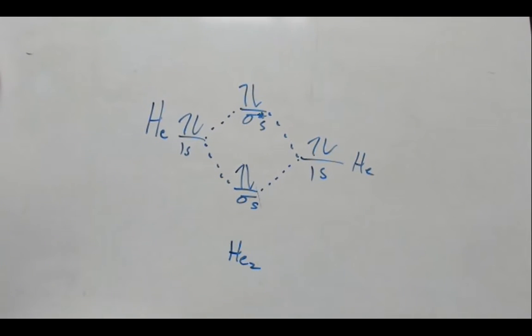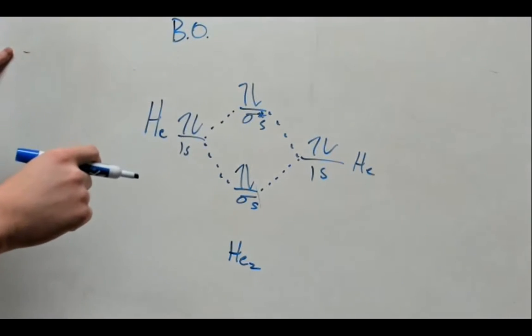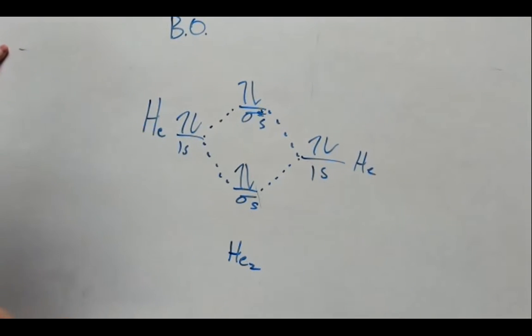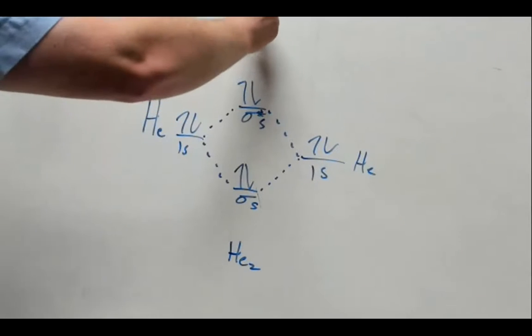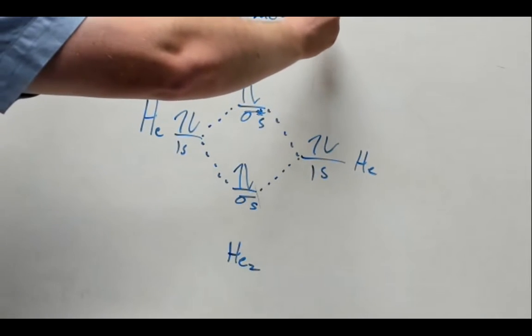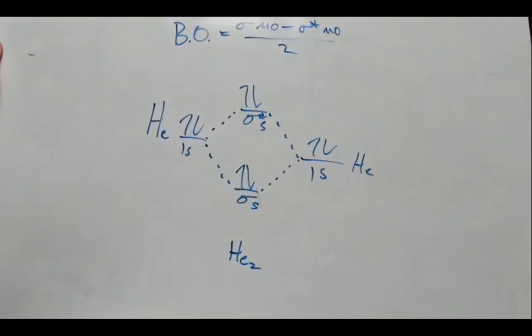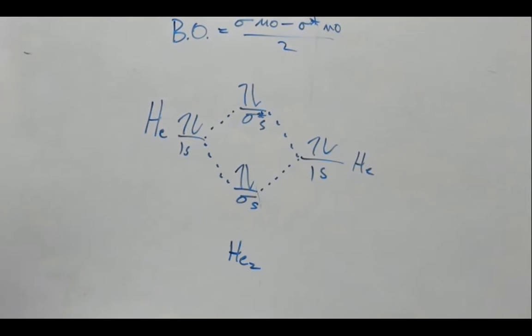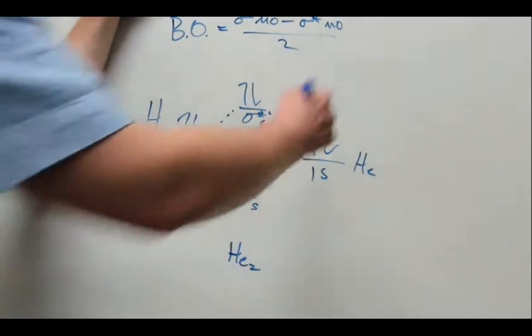All right. Now let's look at bond order. Bond order is equal to the number of electrons in the sigma molecular orbital, minus the number of electrons in the sigma star molecular orbital, divided by 2, because we're just looking at 2. We're taking the average of the electrons in the bonding molecular orbital minus the ones in the antibonding orbital. So let's look at this helium.